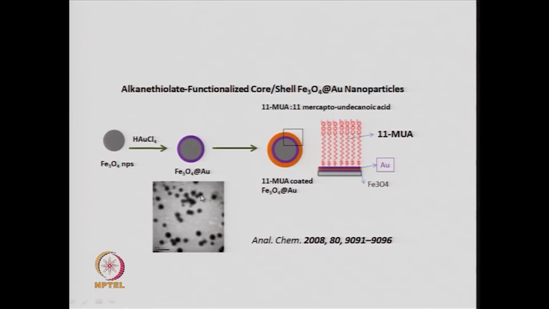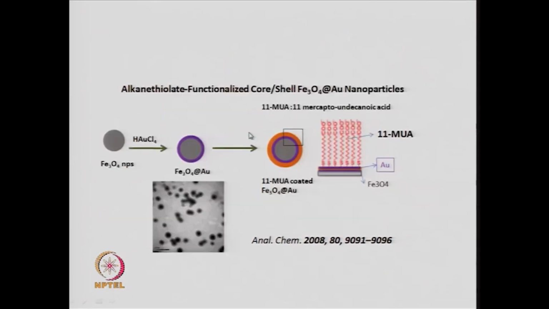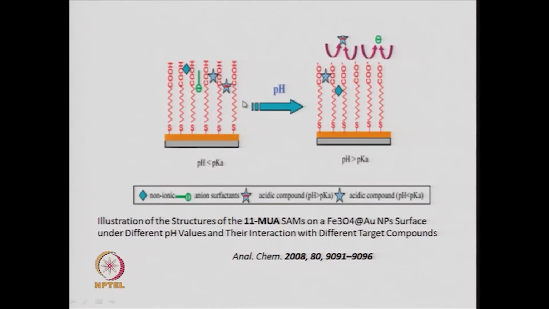You can see at the center the dark spot is iron oxide, and this is covered with the gold particles. So, on top of that then you add this 11 mercapto undecanoic acid to get this core shell structure, which is functionalized with this long chain acid. Now, what is the use of this kind of a core shell structure? So, you have modified a core shell structure with a particular functionalization, and what is the application?